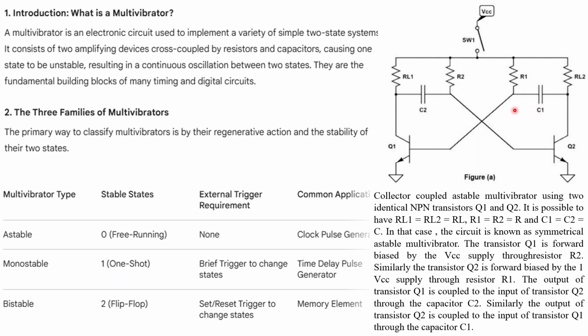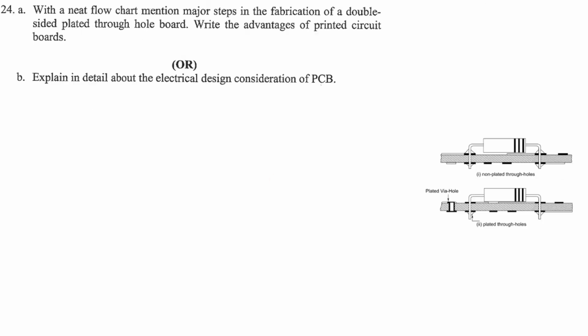So here, depending on the stability, you can check it here, it will form a stable or monostable, right? Now we are going to talk about the fabrication of the double-sided plated through hole, and the second question is: what is the electrical design consideration of PCB?